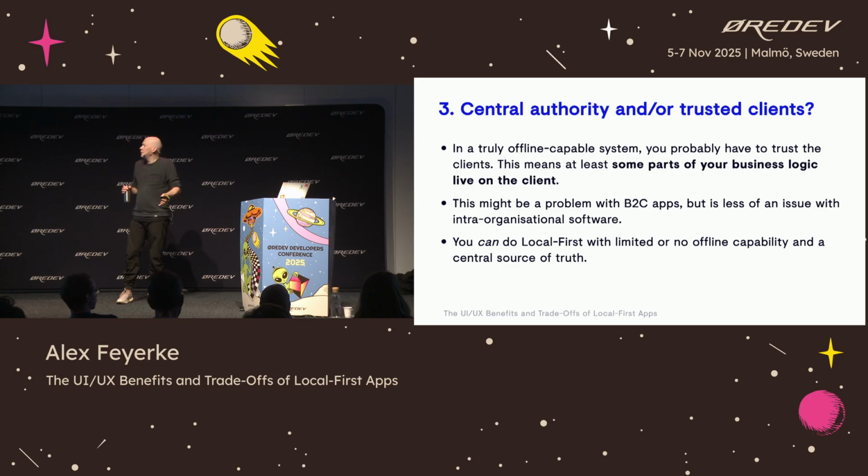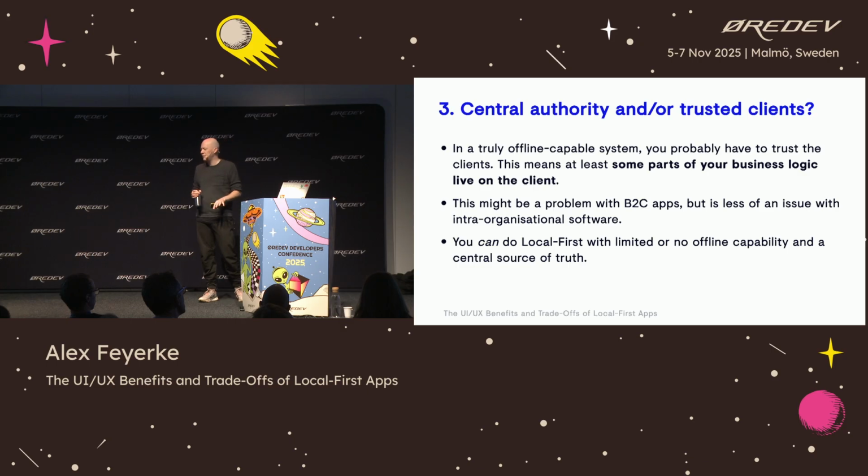And you can totally do local first with limited or even no offline capability and a central source of truth. So the project management software Linear, for example, does a lot of really good local first stuff, and people are continually amazed how incredibly fast it is. They don't trust their clients. So all of the clients have a local first data store, they have a sync layer, but everything is approved by the server. And while this does work offline, they don't advertise it heavily.